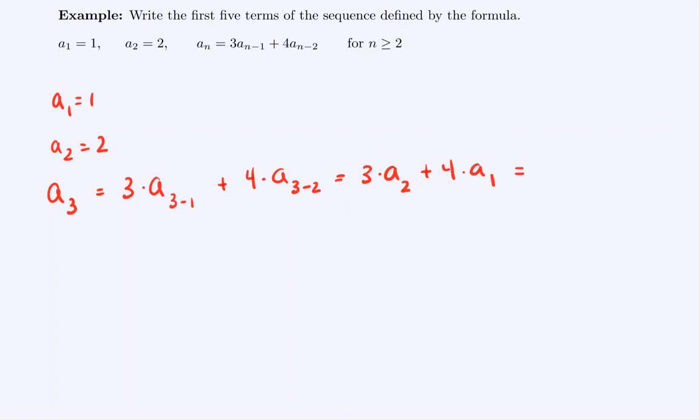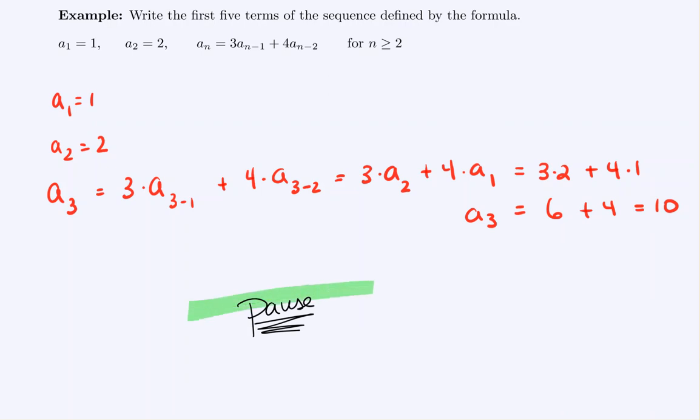What is the second term? It's 2. What is the first term? It's 1. So 6 plus 4, and that would give us 10 is the third term. Now this would be a great time to pause the video and find the fourth and the fifth terms. Unpause to check your work.